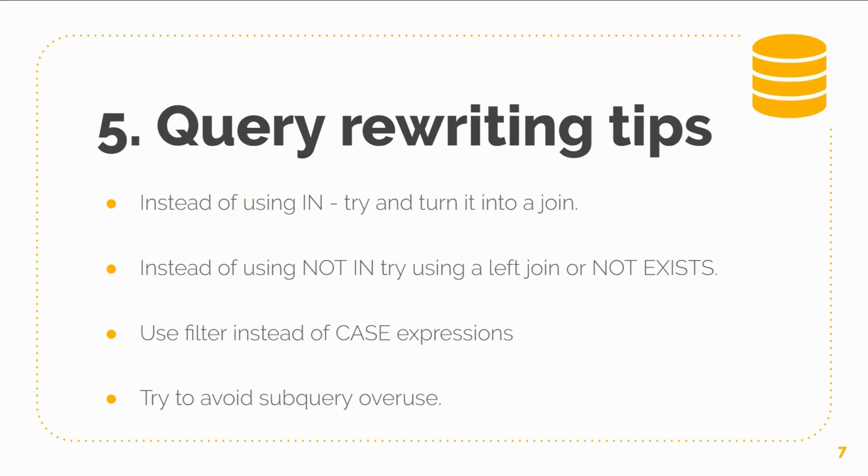A third query rewriting tip is to use filter instead of case expressions. So for example, if you're performing an aggregation, so you're using sum or count, and you want to count based on some sort of condition, if you're writing ANSI SQL, you have to write that as a case expression, but with Postgres, you can make use of filter, and you might find that that gives you some better performance.